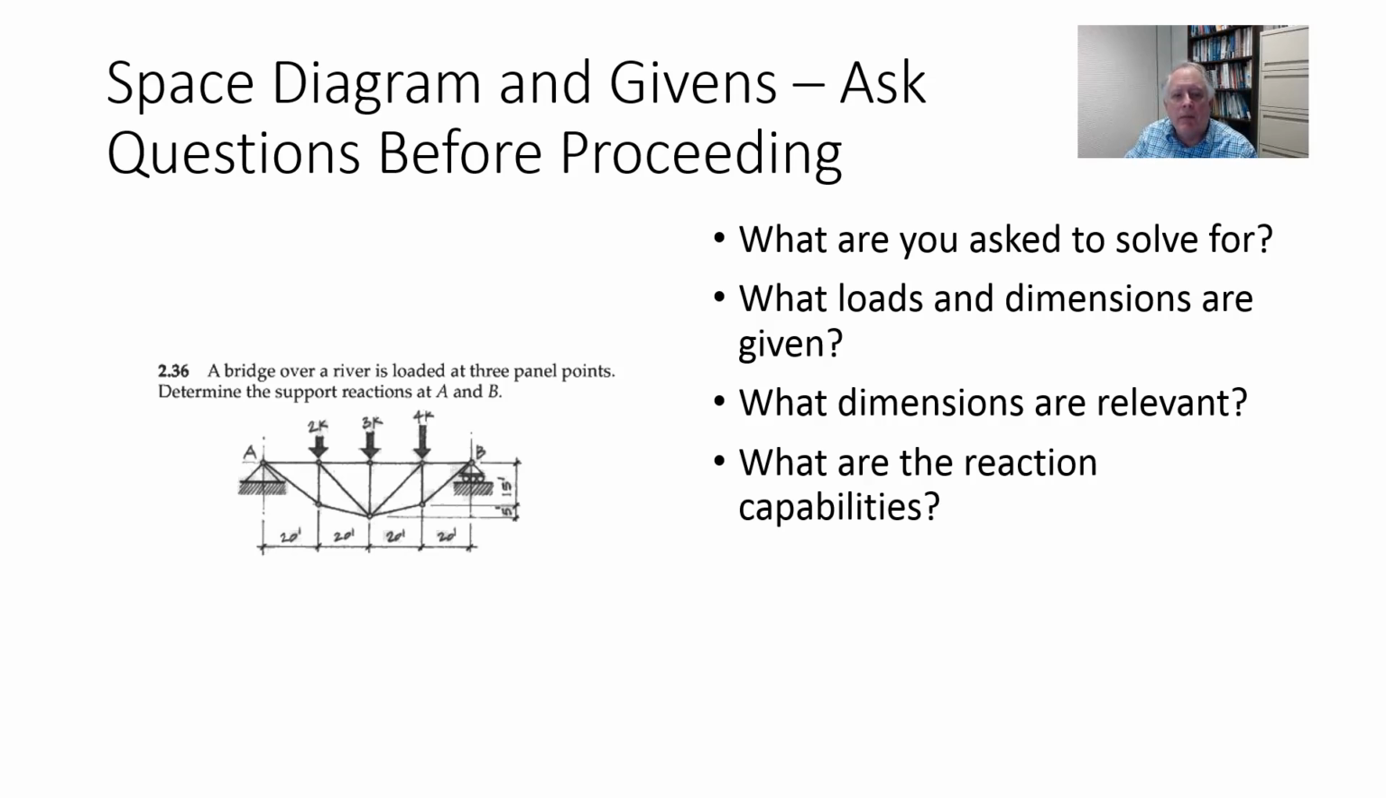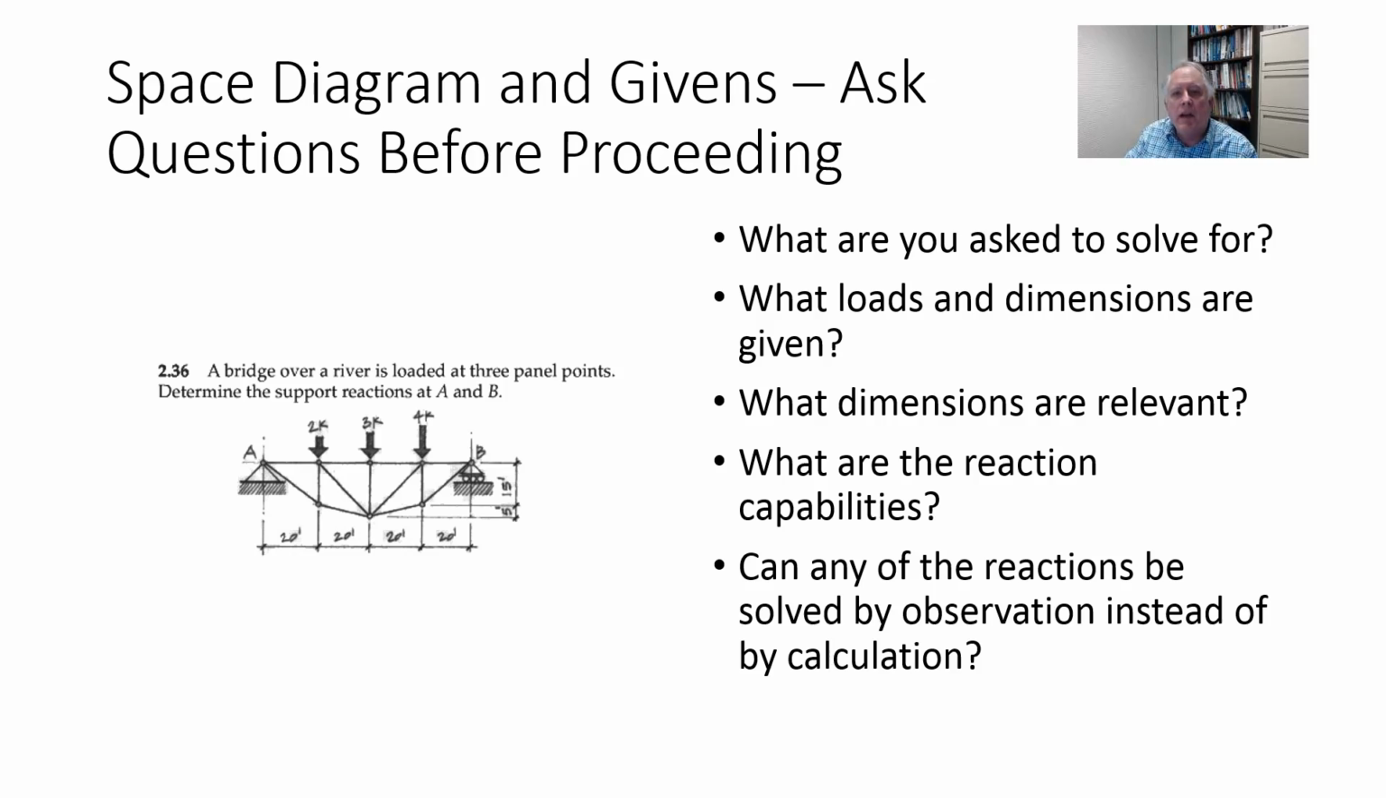What are the reaction capabilities? On the left, I've got a pin. On the right, I've got a roller. What do we know about pins? What do we know about rollers? This will help you translate the space diagram into a free body diagram. Can any of the reactions be solved by observation instead of by calculation? That gets back to knowing what components are available at each support.